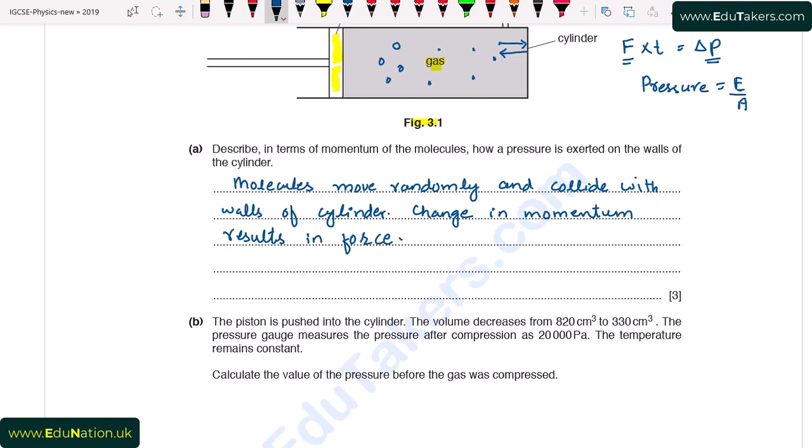Due to this force, there will be pressure that is exerted by the gas molecules on the cylinder, because pressure is equal to force per unit area. So there will be pressure exerted on the walls of cylinder.